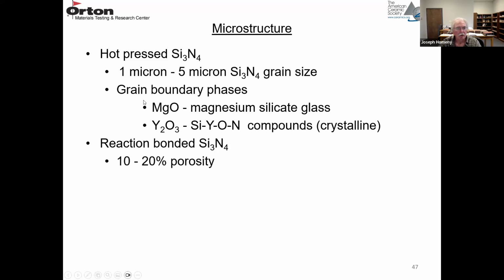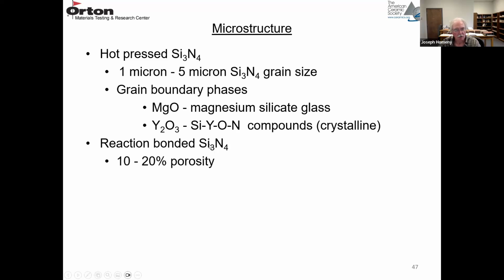magnesia or yttria, you're going to have a phase that develops at the grain boundary that enhances the diffusion and enhances the densification. So if you add MgO, you're going to probably end up with a magnesium silicate glass. If you add yttria, you're going to end up with this compound, SiYON, and that's going to be crystalline. So the yttria would most likely give you a better performing material at high temperatures in terms of hot strength and creep resistance because you have a high temperature crystalline grain boundary phase instead of a silicate glass.